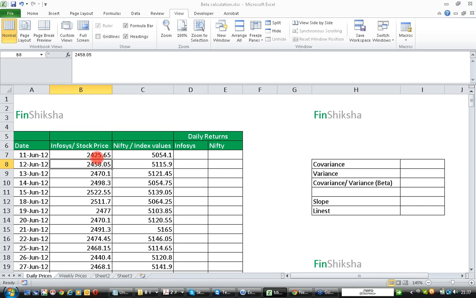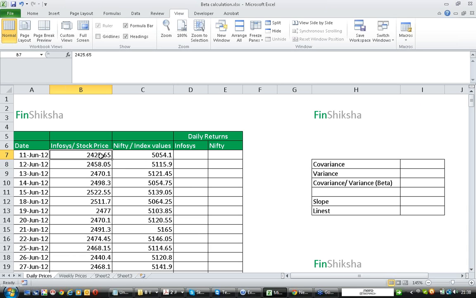In other words, if I say beta of a stock is 1.2, then it indicates if market moves up by 1%, then the stock will move up by 1.2%. If market moves down by 1.2%, then the stock will lose 1.2%. In this video, we will see how to calculate beta.